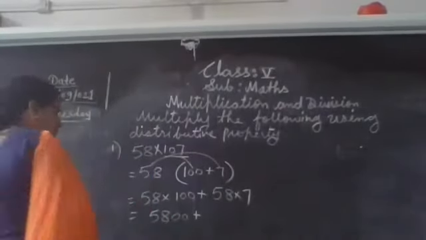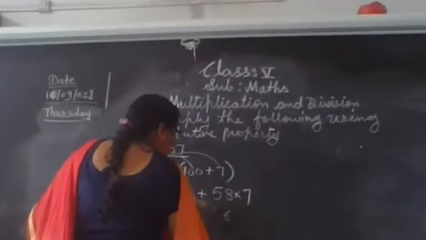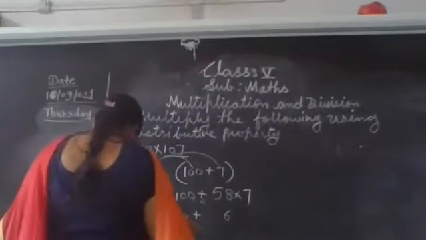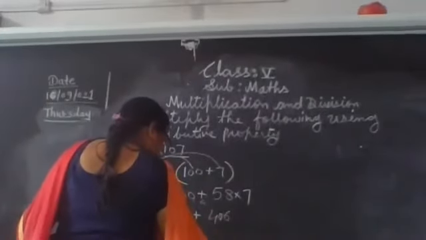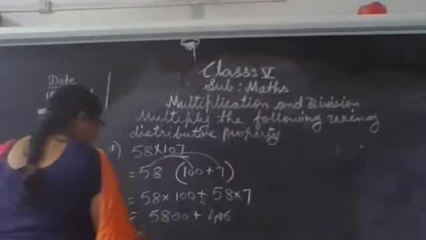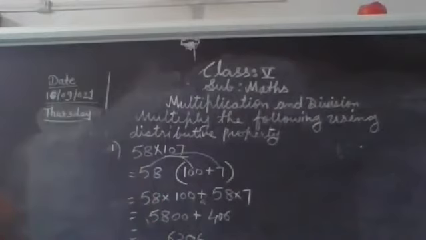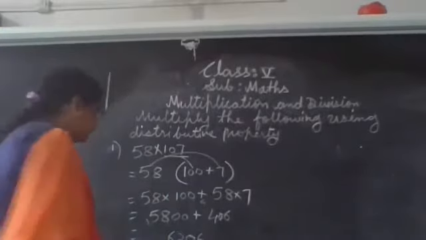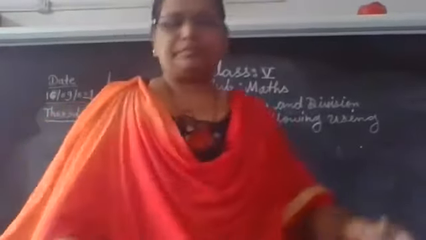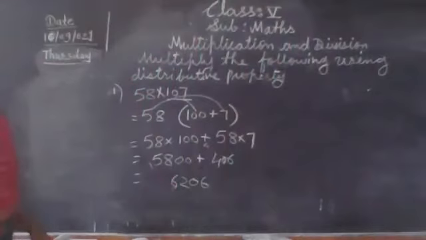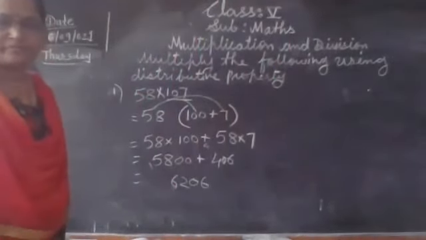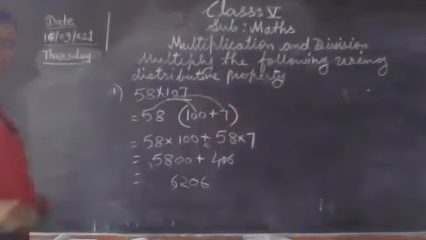58 into 7. Okay. Add this 0 plus 6. Got it, beta? Okay.